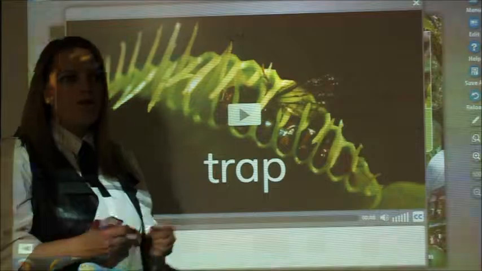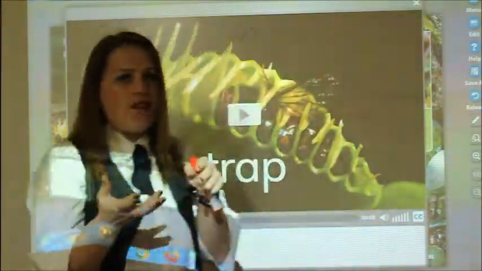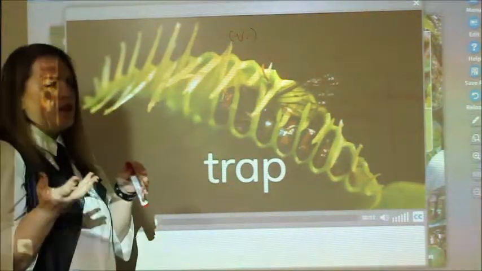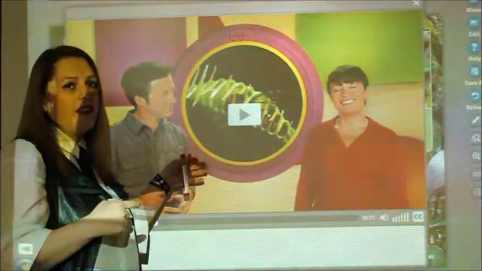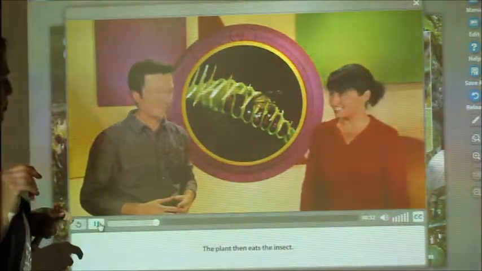Trap is like a mouse trap. If you put a cheese in a trap and you put it in a hole, when the mouse comes, it is stuck in the trap and it gets killed and it cannot eat the cheese. Okay, trap, you know what trap is. Please look up your dictionary for the meanings of these words and please write these words in your notebooks 5 times, okay? The plant then eats the insect.